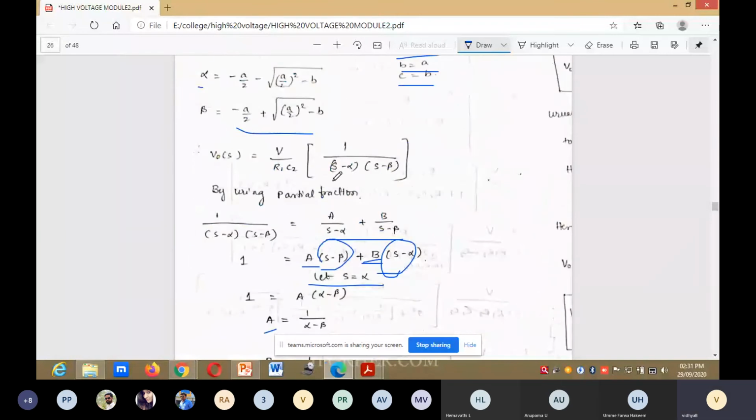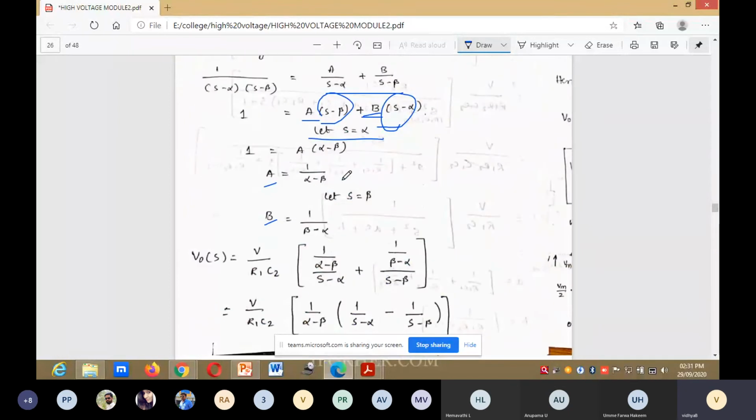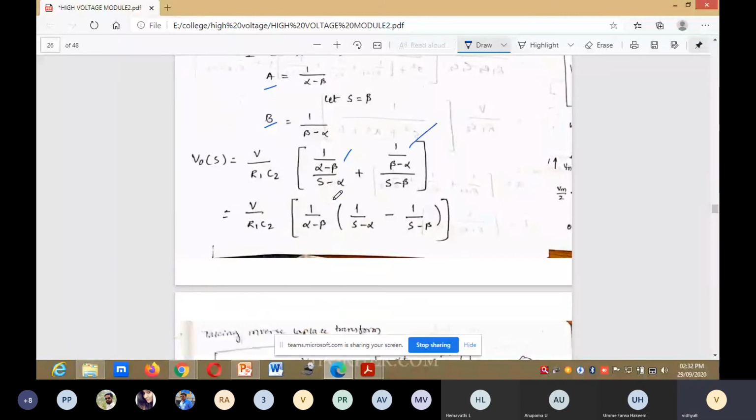But what about here? It is A divided by S minus alpha, that we have taken. Substitute the A value and B value: 1 divided by alpha minus beta times 1 divided by S minus alpha, plus 1 divided by beta minus alpha times 1 divided by S minus beta. We have substituted the A and B values. Now they have taken 1 divided by alpha minus beta common: 1 divided by S minus alpha minus 1 divided by S minus beta.